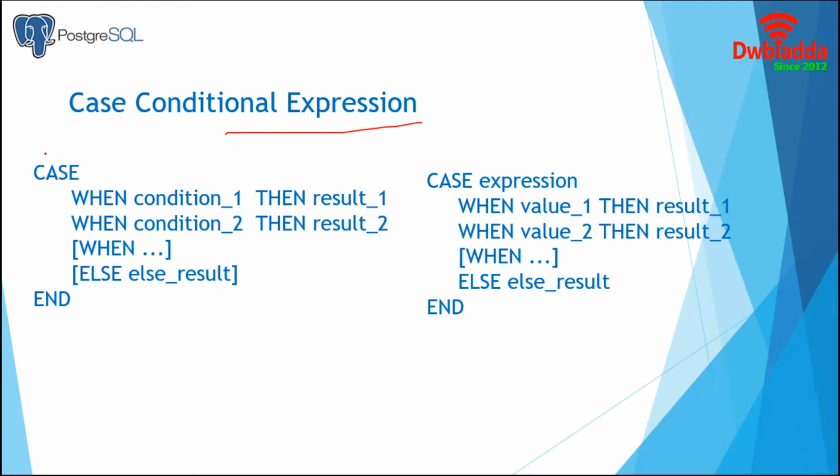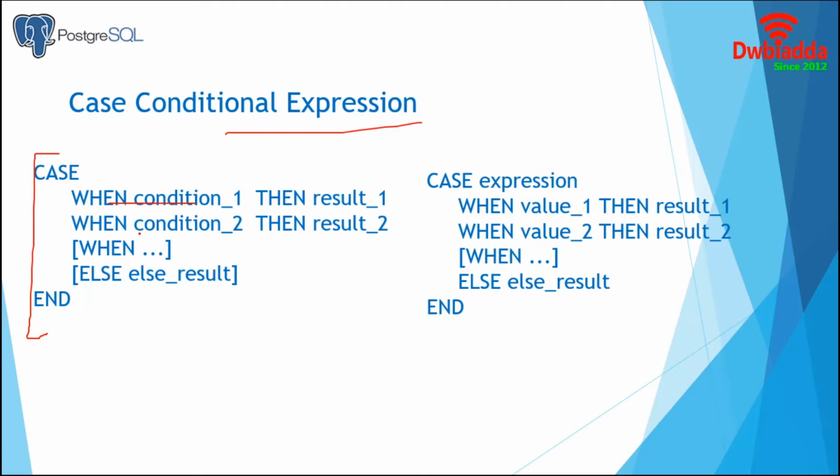First one is general form. In this syntax, each condition is a Boolean expression that returns either true or false. When a condition evaluates to false, the case expression evaluates the next condition from top to bottom until it finds a condition that evaluates to true.